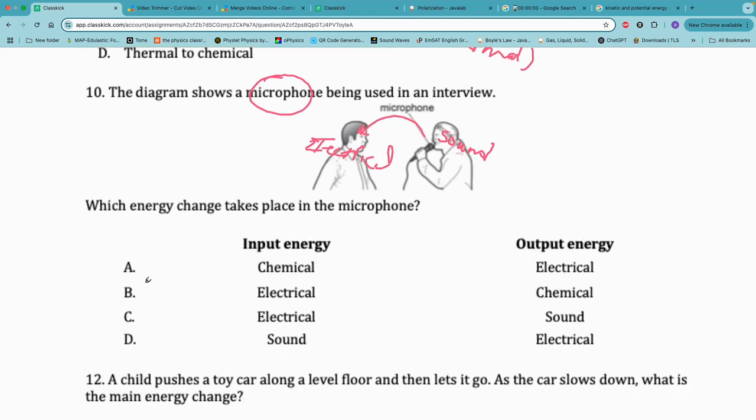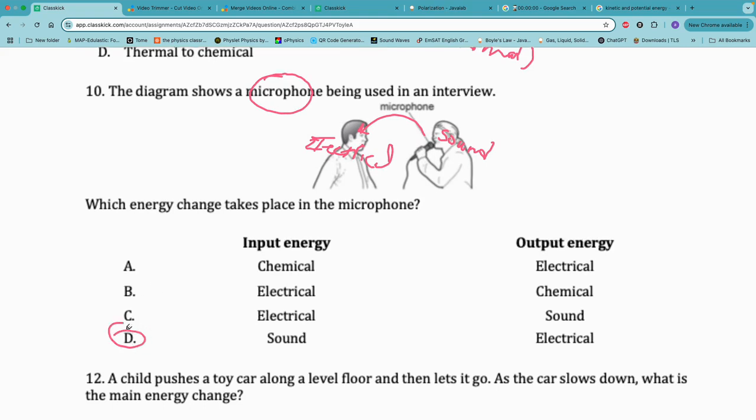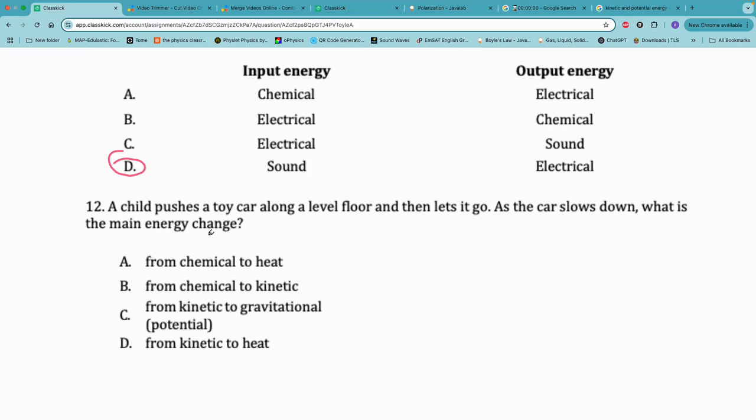So automatically we'll go to option D. Here a child pushes a toy car along a level floor and then lets it go. The car slows down. What is the main energy change? Now, when the car started to be pushed, this car will move. Due to friction, it will slow down. So mainly, since we talk about motion, automatically it will be related to kinetic energy.